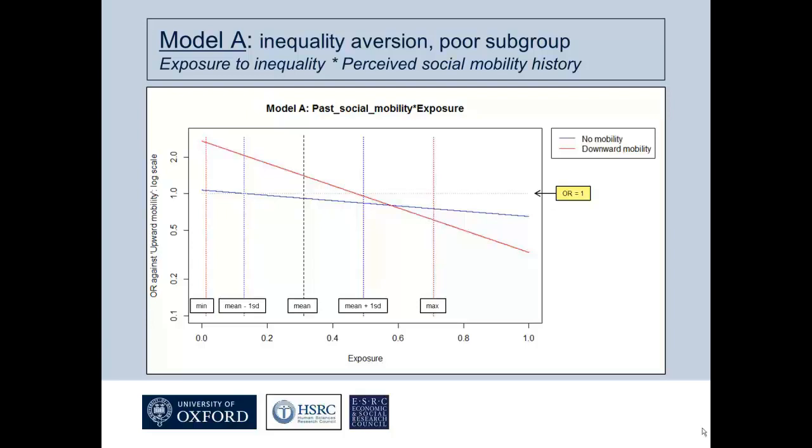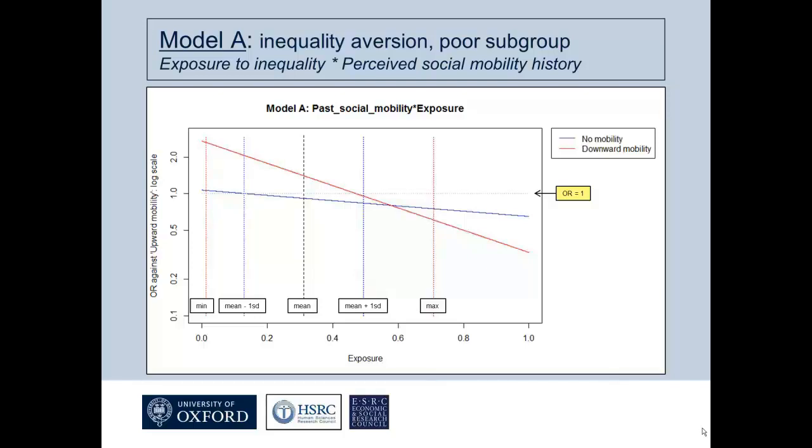At the mean exposure of poor level, which as I said is denoted by the black dashed vertical reference line, people who regard themselves as having suffered downward mobility over recent years show significantly greater aversion to income inequality than people who regard themselves as being upwardly mobile.